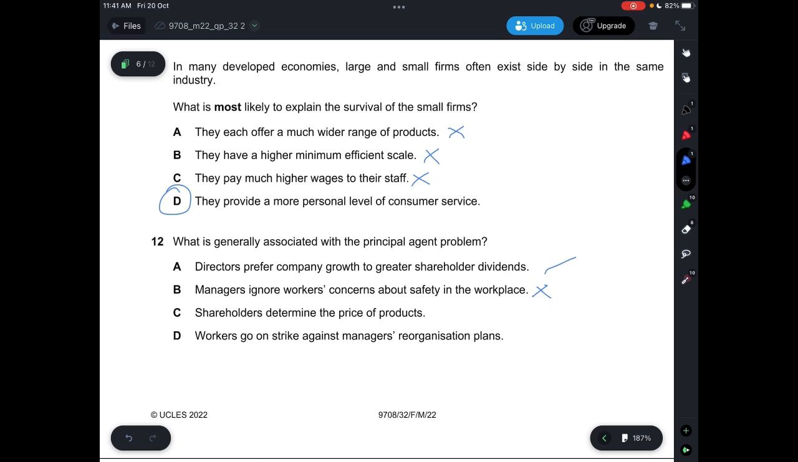C, it says shareholders determine the price of products. It's not a principal agent problem because it's not like the other person is not following. And D, workers go on strike against managers' reorganization plans. Incorrect. So you have to remember that for principal agent problem, it's shareholders and managers, not workers and shareholders or workers with managers. It's managers and shareholders. So answer is A.